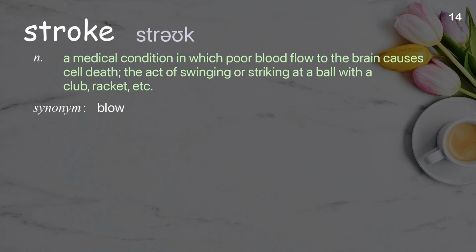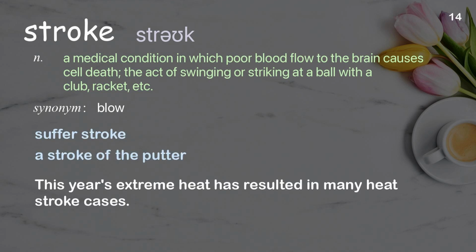Stroke. A medical condition in which poor blood flow to the brain causes cell death, the act of swinging or striking at a ball with a club, racket, etc. Examples: suffer stroke, a stroke of the putter. This year's extreme heat has resulted in many heat stroke cases.